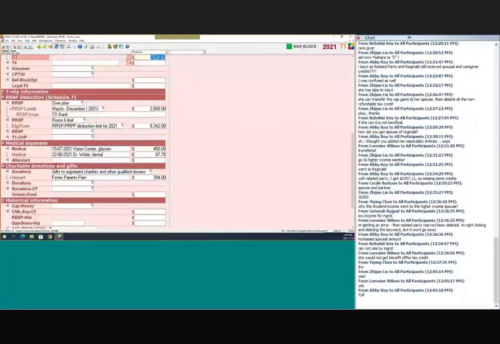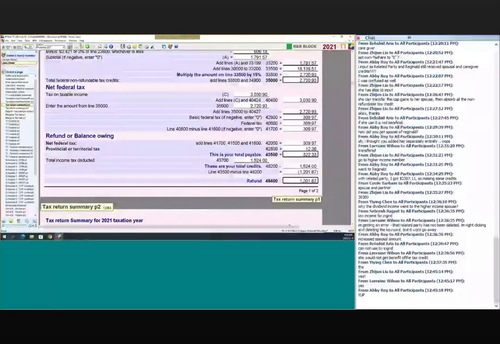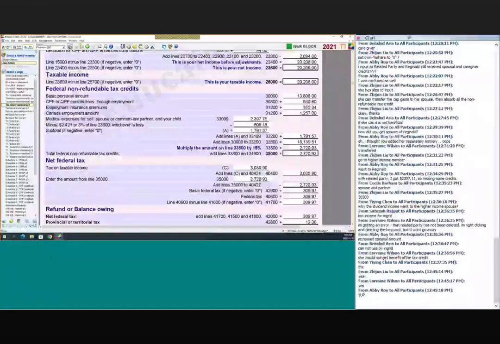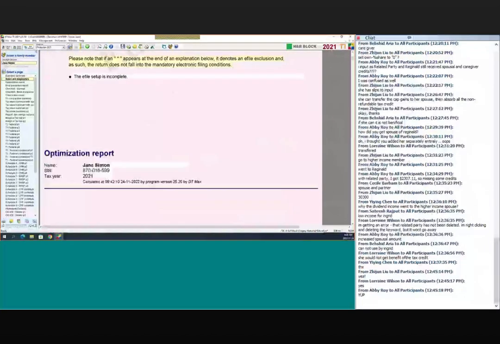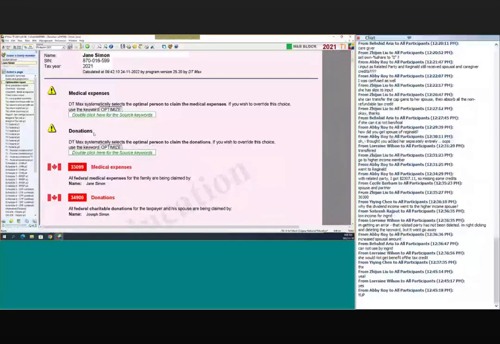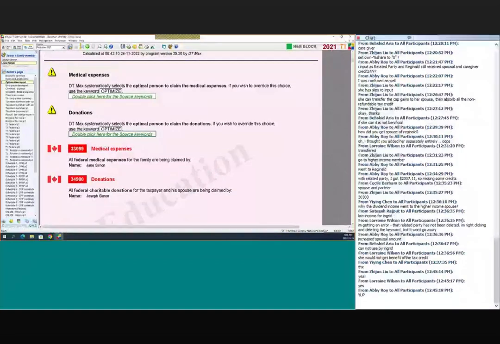So anyway, in terms of the donations, they were put onto Jane's return. And let's just see, where are the donations? You'll notice that even though we put them on Jane's return, the TPS didn't put it on her return. So let's have a look at our notes and diagnostic. It says that DT Max has optimized, or is selecting, the optimal person to claim medical expenses. So they're saying Jane should claim the medical and the donation should be claimed by Joseph.